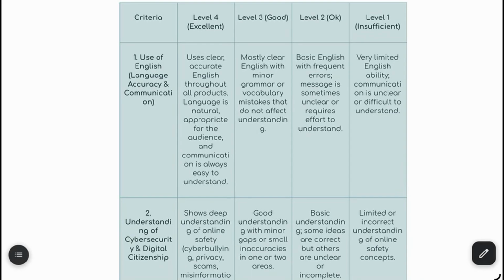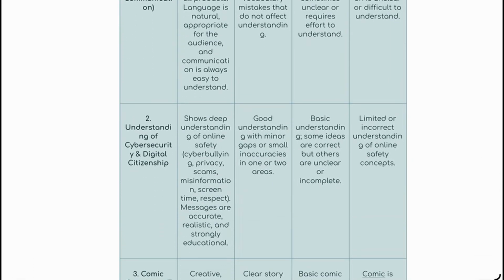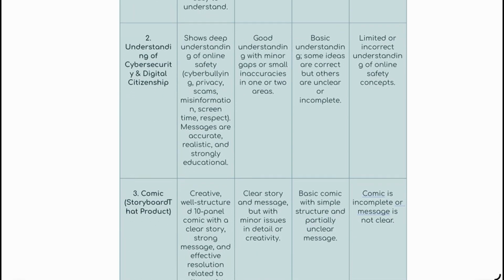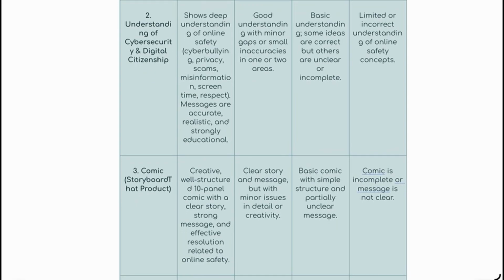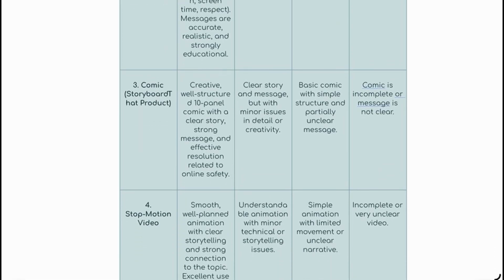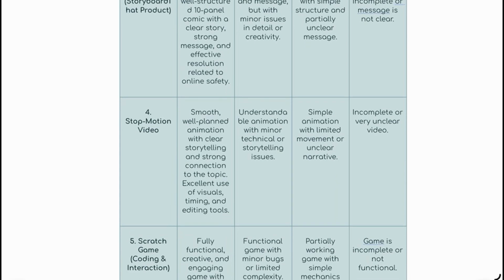Next, to assess this project, I have created this rubric that has the key areas I think are more important to evaluate the kids on their learning process. The rating goes from the lowest being a 1, insufficient, to the highest being a 4, excellent. I will assess their use of English, as we are a bilingual group, and their understanding of online safety and cybersecurity, since that is the main content of the project.